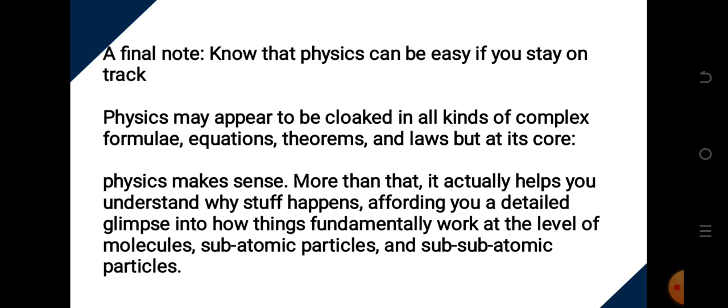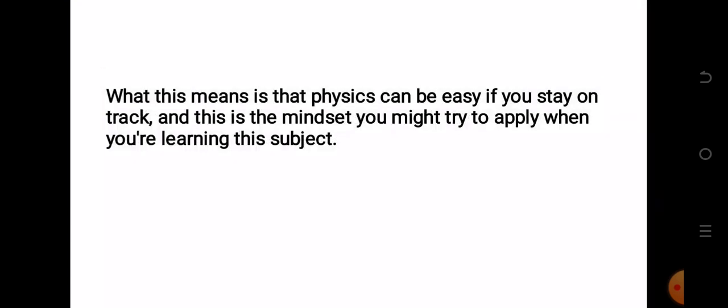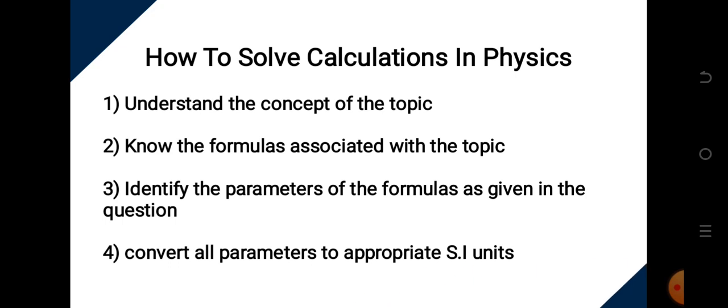So you can know physics if you follow all the steps that I'm giving to you. Now what this means is that physics can be made easy if you stay on track. And that is the mindset you should try to apply when you are learning this subject. Now, by the time you come to class and they give you questions to solve and calculations, I want to quickly tell you there are 6 steps you need to follow when you are solving calculations in physics.